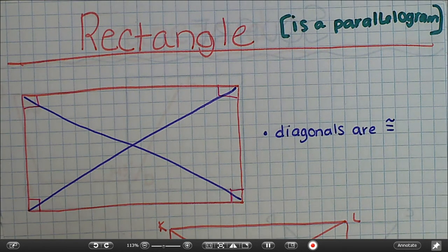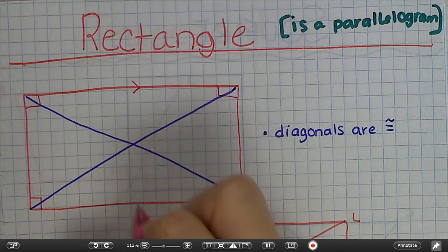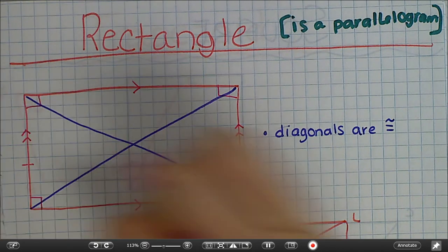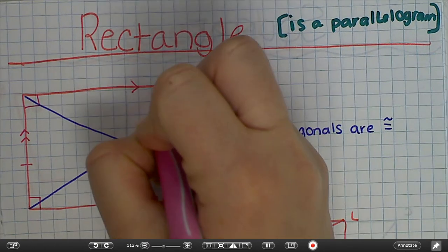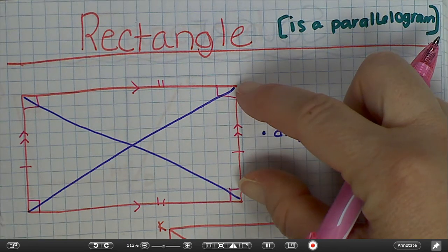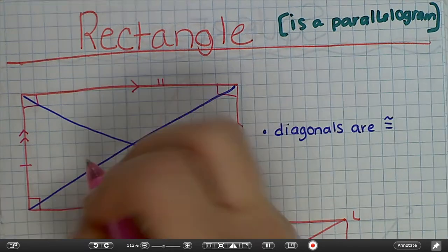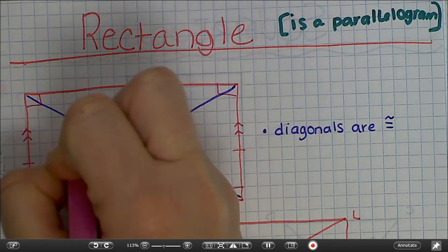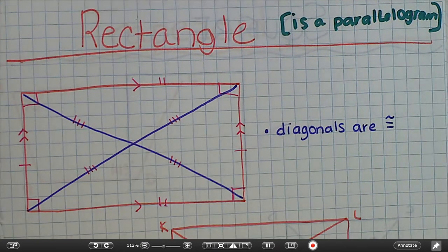The properties of a parallelogram, here's our little parallelogram marks, the same. Opposite sides are congruent, and opposite angles are congruent, consecutive angles are supplementary, and the diagonals bisect each other. But in the case of a rectangle, that means each piece is congruent.